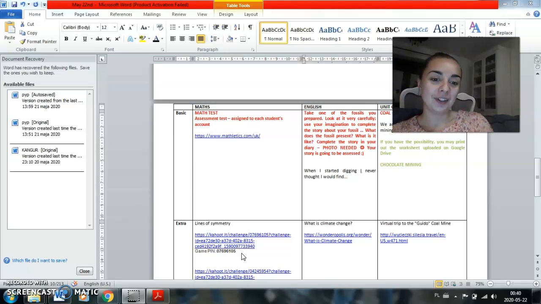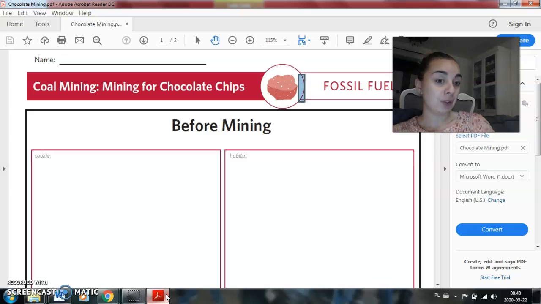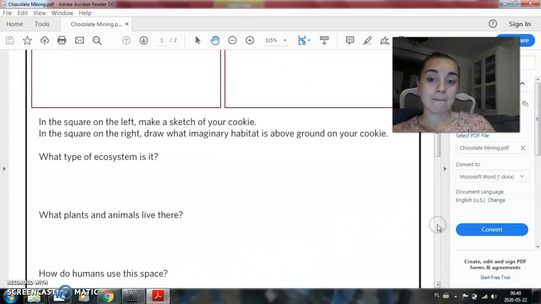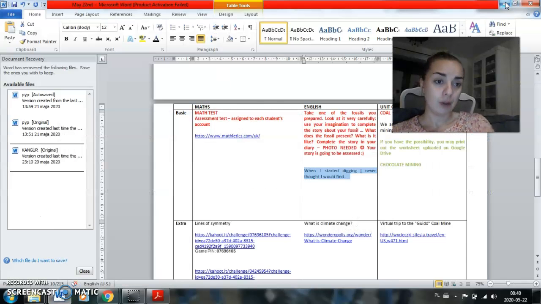And then the unit of inquiry, coal. We continue talking about coal. So we are going to have the online lesson with the cookie, which is needed, and there is one worksheet on Google Drive. If you have a possibility, you may print it out. If not, don't worry, just take your unit of inquiry notebook with you, because there is not much to write. It's more about drawing, okay? So take your cookie, toothpick, and pencil case for our online lesson.